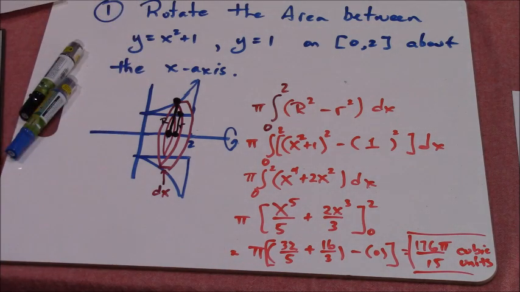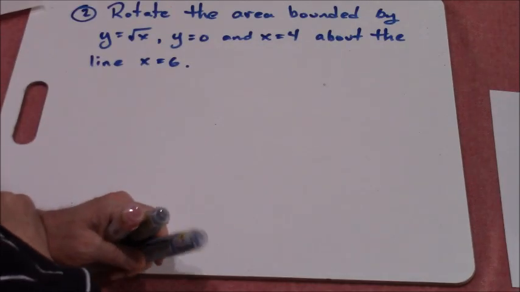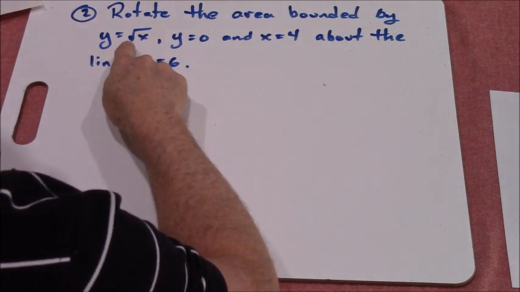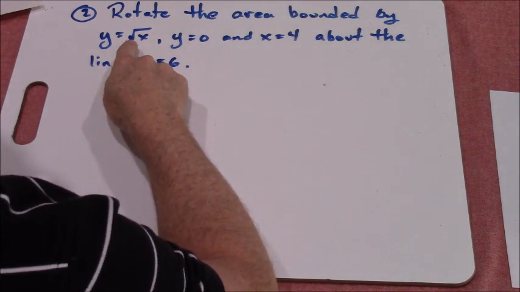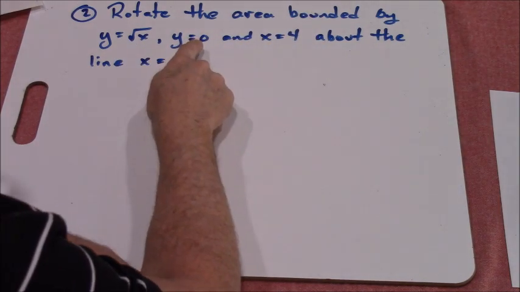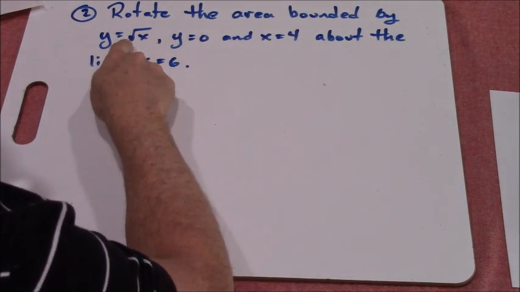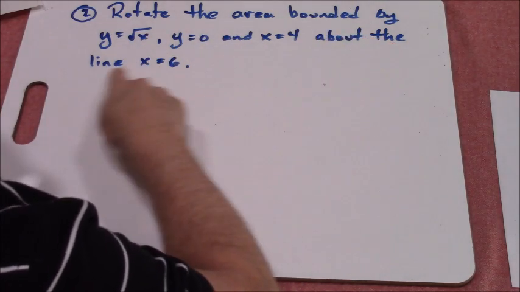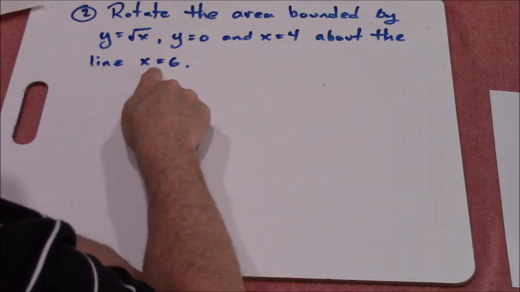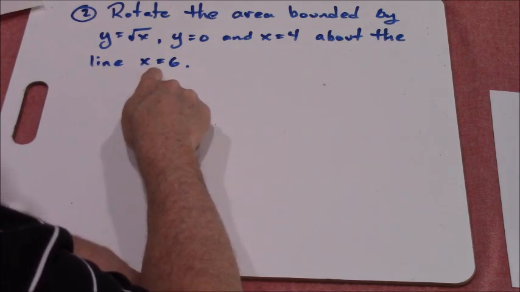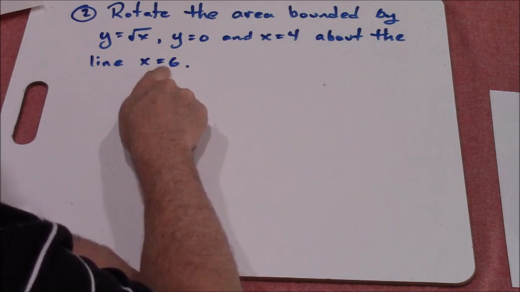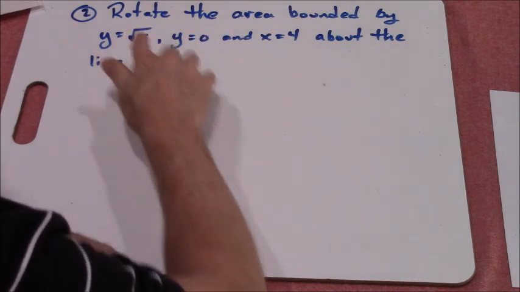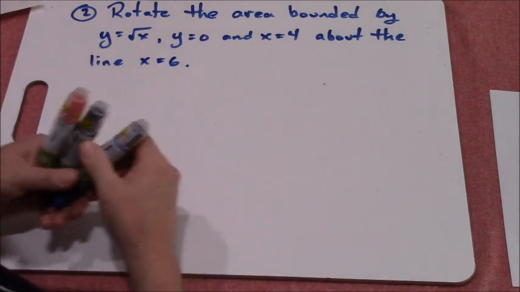Let's try another one. All right, so let's see. We're going to rotate the area bounded by y equals the square root of x. Bounded by means these are the boundaries. Y equals square root of x, y equals 0, and x equals 4, about the line x equals 6. Oh boy, that's something different. Well, let's not worry about this yet. Let's just get a picture of the area that's bounded by these three things, and then we'll take care of that.